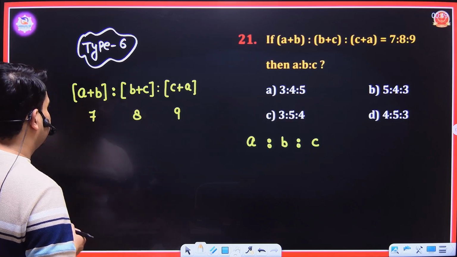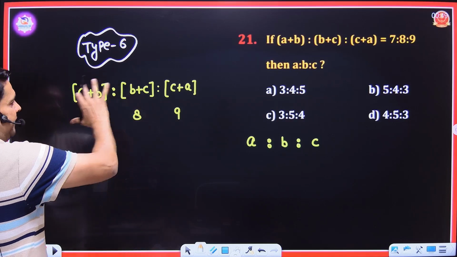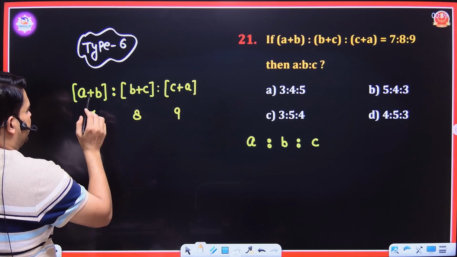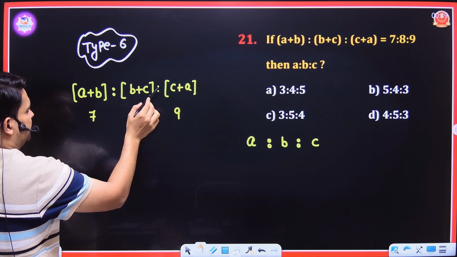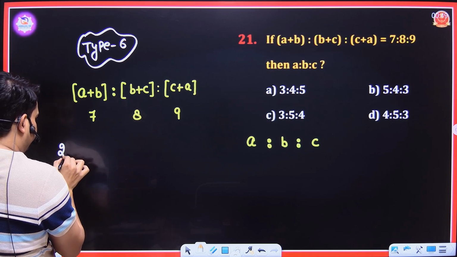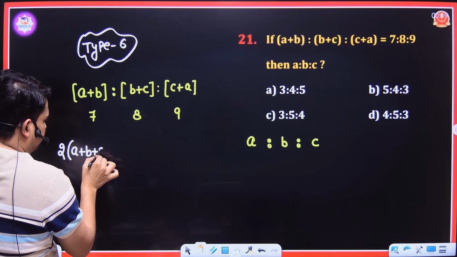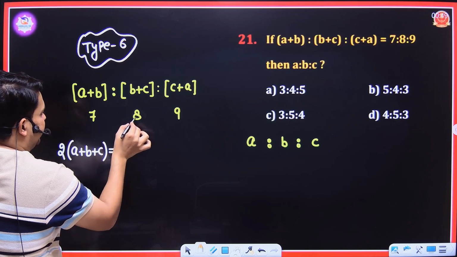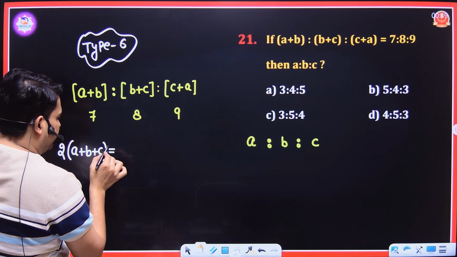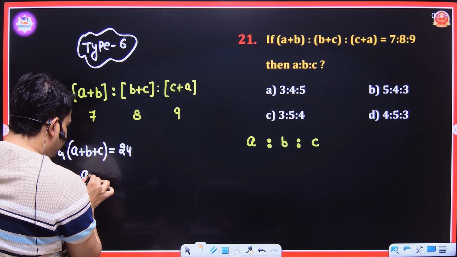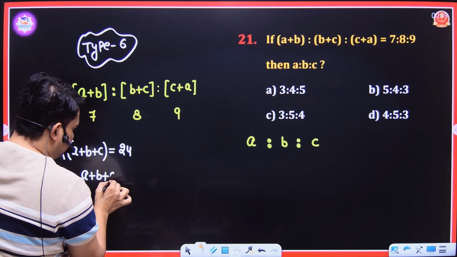See, what we have to do, we will add all of them. If I add them, we have a here, we have b here, b here, we have c here, c here. Then we have twice of a plus b plus c equal to 8 plus 7 is 15, plus 9 is 24. It means a plus b plus c is equal to 12.